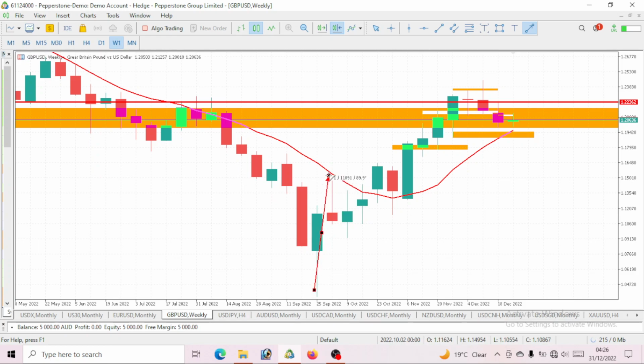Take a look at this to be an ice. We will now take this to be a pullback, right? And here will be seen as an ice. This will be considered to be a pullback. You see this as an ice, and a pullback here. After this pullback, what do we expect? We expect a further bullish move.